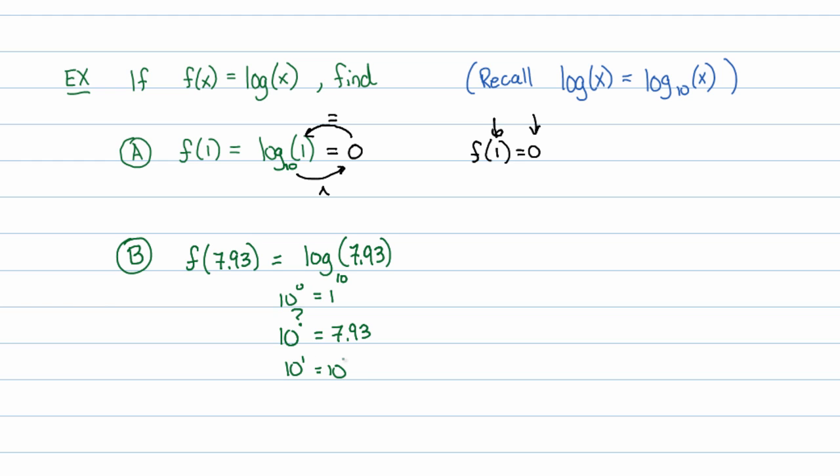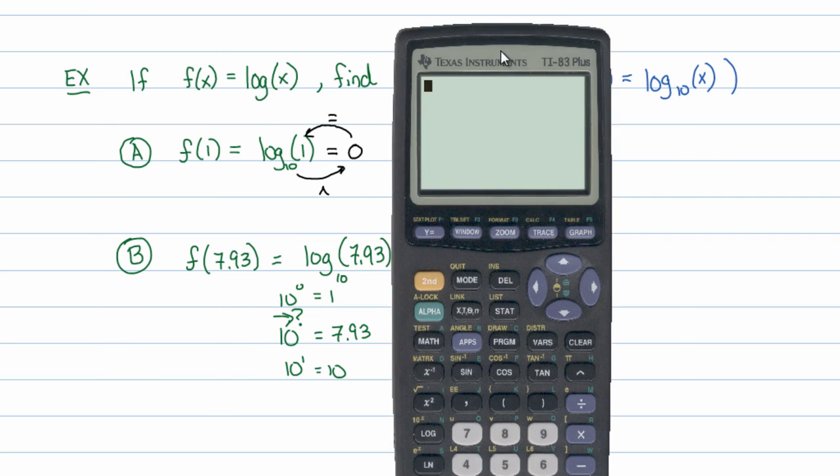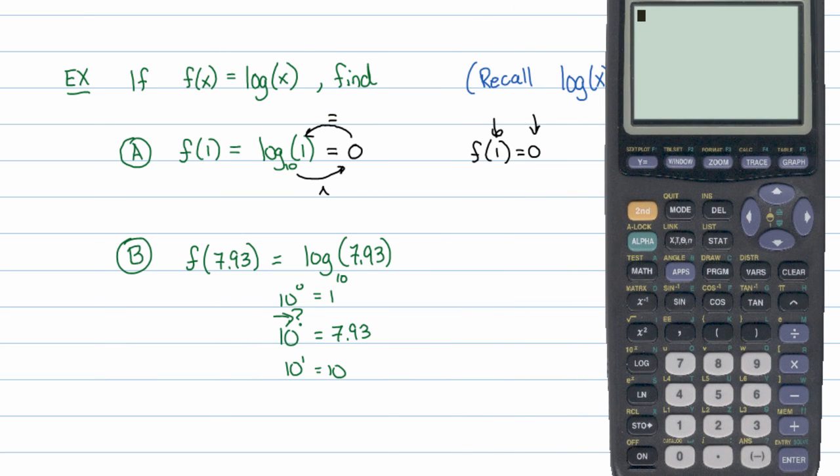10 to the 0th was 1. 10 to the 1st is 10. So it's going to be some number. Our input here is going to be some number between 0 and 1. It'll likely be nearer to maybe 0.8, 0.9, something like that. But the only way that you can actually get this value is to use a calculator, scientific or a graphing calculator. So I'll bring up my graphing calculator here.